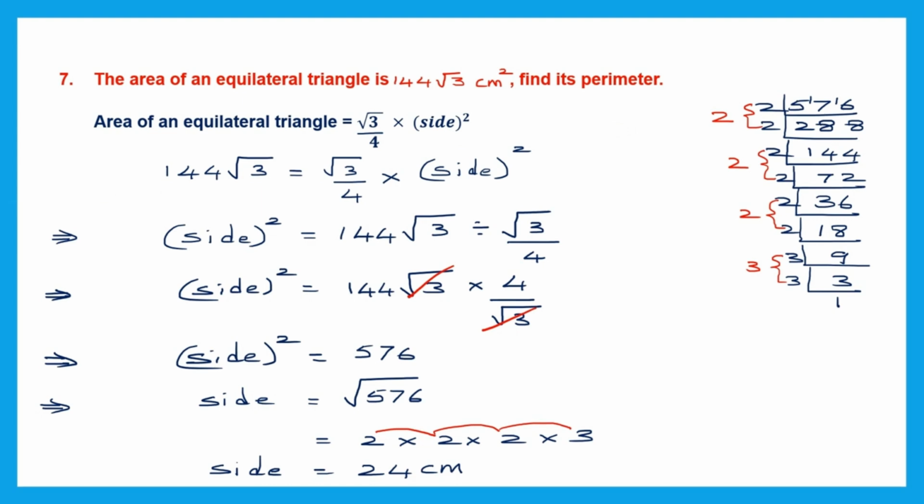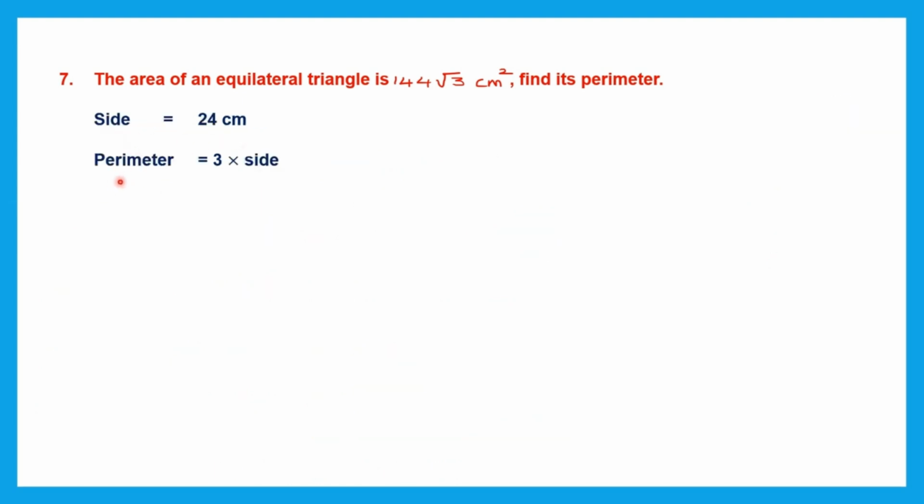So let's find the perimeter. So we have the side. Now we're going to find the perimeter with the formula 3 into side. That is 3 into 24. So how much is 24 into 3? It is 72. So we have found the perimeter and that is 72 centimeters. So we have got our answer.